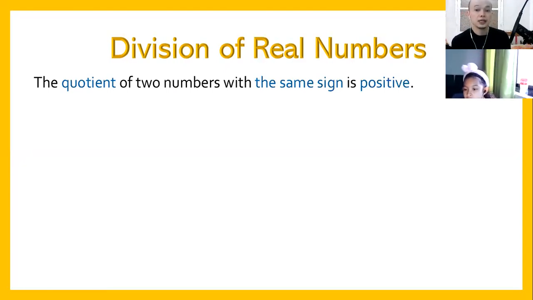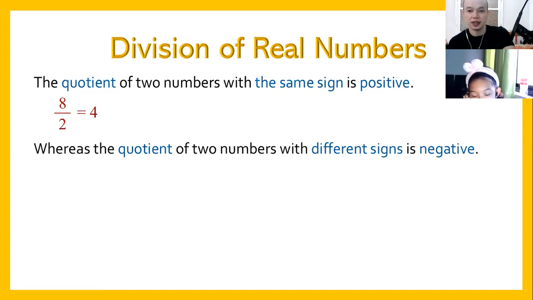Okay, in multiplication, the result is called product. In division, the result is called quotient. The quotient of two numbers with the same sign is positive. All right, so example, positive 8 divided by positive 2, that will be positive 4. Okay, can you read the next one?